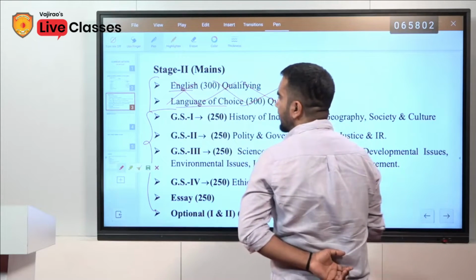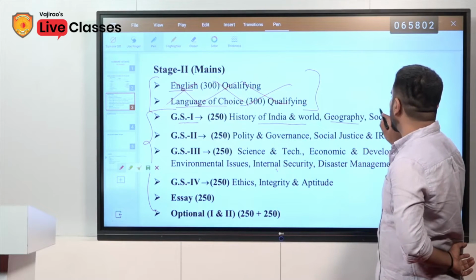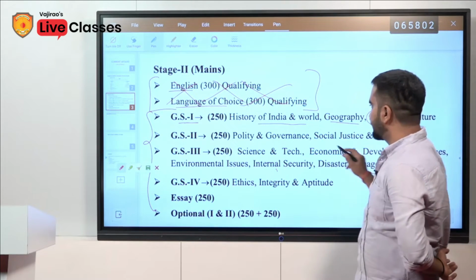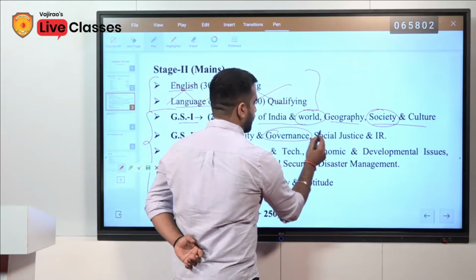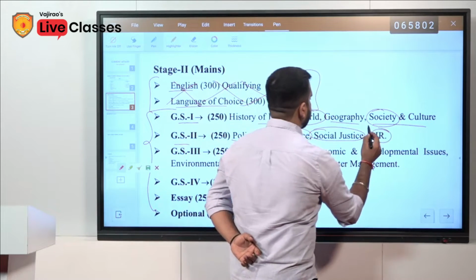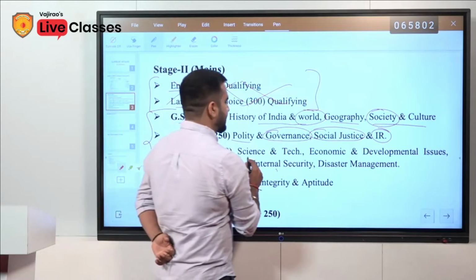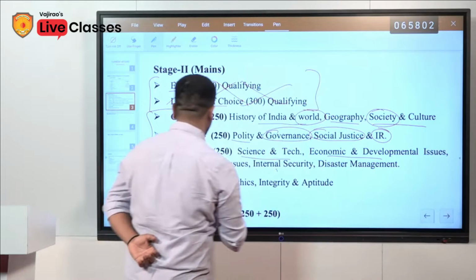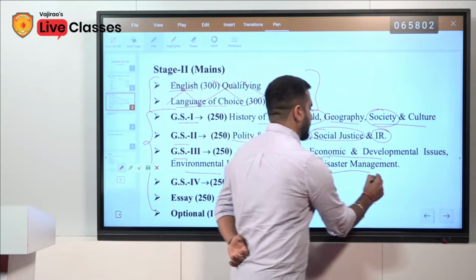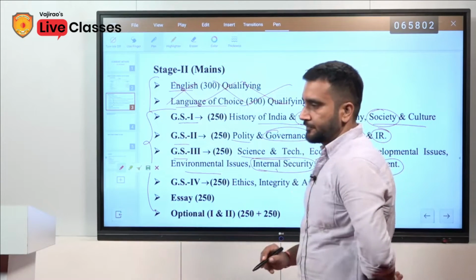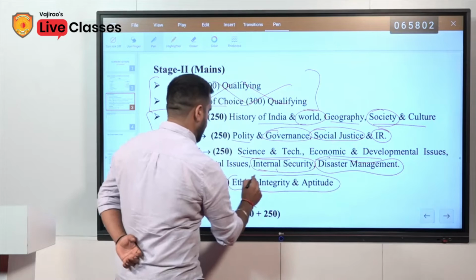Now, when I talk about this GS1, GS1 comprises of history of India and the world, geography, society, culture. GS2, polity and governance, social justice, IR, international relations. GS3, science and tech, economic and developmental issues, environmental issues, internal security, disaster management. And GS4 is ethics, integrity and aptitude.